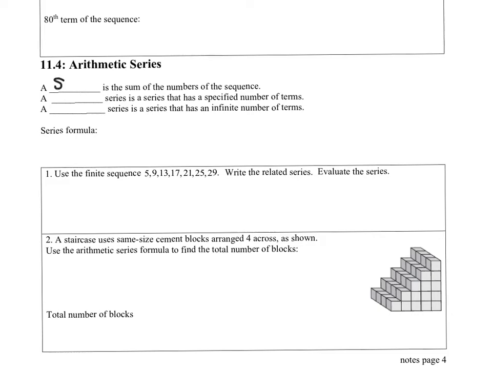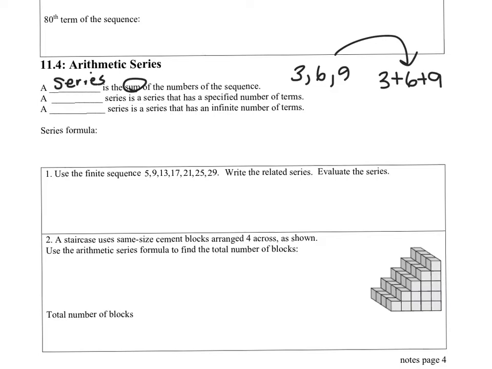A series is the sum of the numbers of a sequence. Sum means to add. So if you had 3, 6, 9, the series would be 3 plus 6 plus 9. This is the related series of the sequence.